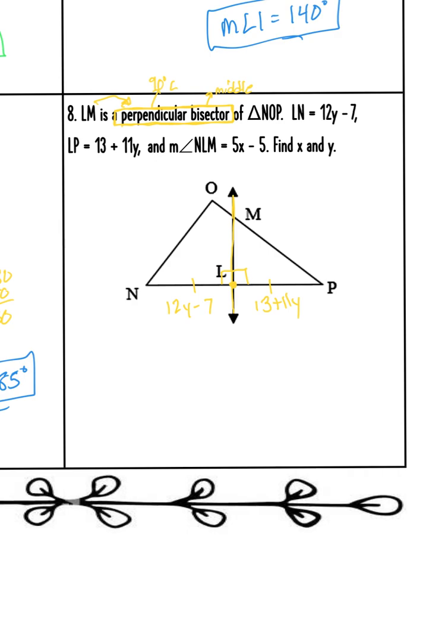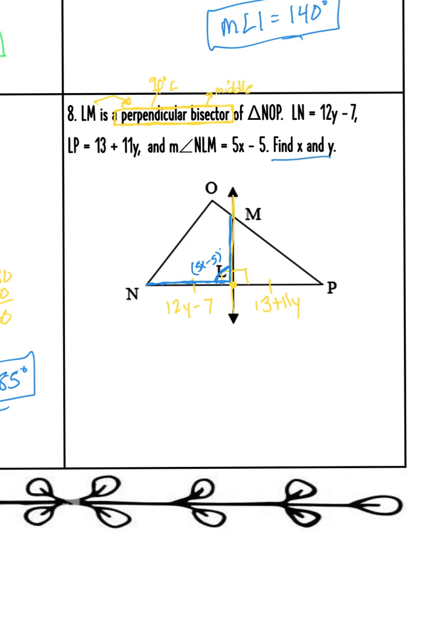And then it also says the measure of angle NLM. It's been a while since we had to read angles, so let's make sure we know how to do that: N to L, L to M. See the 2 blue lines I'm tracing? This is the angle we're talking about right here. It says that it is 5x minus 5 degrees. Find the values of x and y. We're looking for x and y.